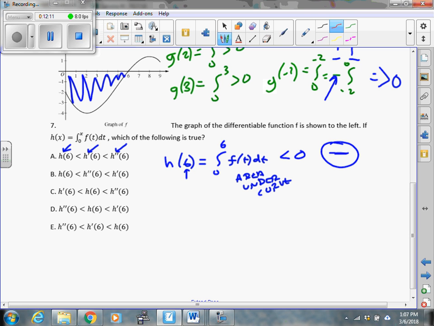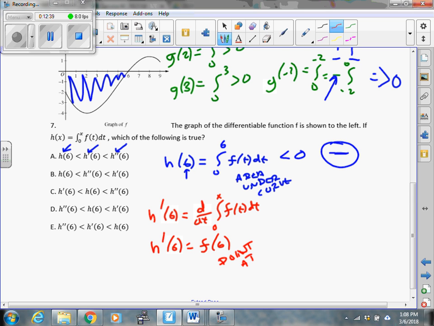Now let's look at the derivative. The derivative at 6 would be take the derivative and then enter 6. If I take the derivative of the integral, I get h'(6) is just f(6). Well, that's the point at x equals 6. If I look at that, that's right here. That's 0. So that's equal to 0.